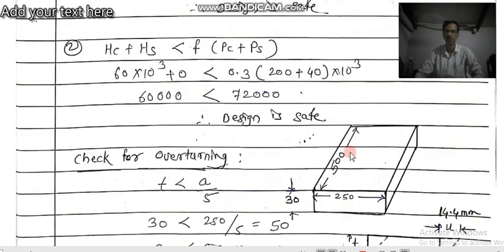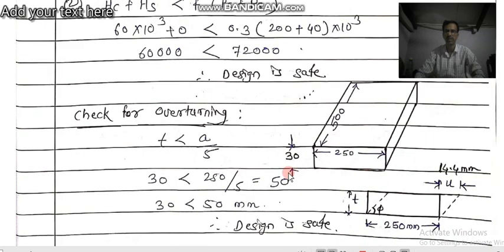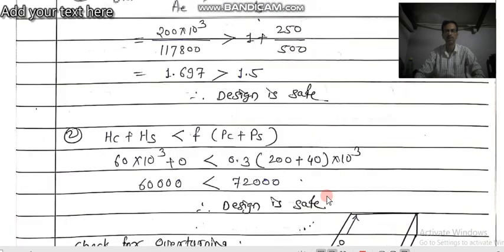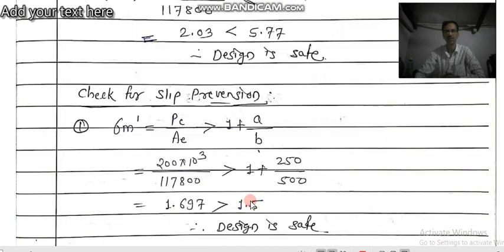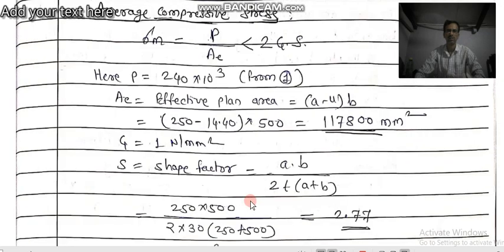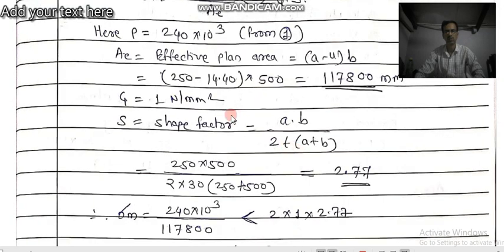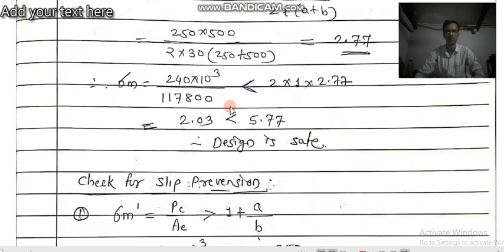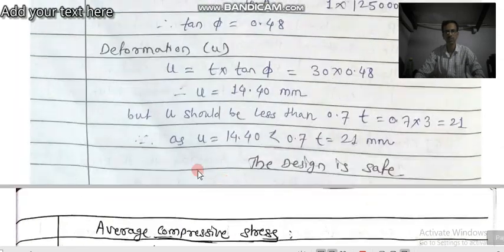If you see, this is the plan of the dimensions of the pad: 500 mm length, 250 mm width and 30 mm thickness, and this is U, the deformation of 14.4 mm, with phi, tan phi, and this is the thickness. So this is the problem. It is again a very simple problem, and if you follow just 3 to 4 steps you will get 16 out of 16 marks. So this solved problem is there.